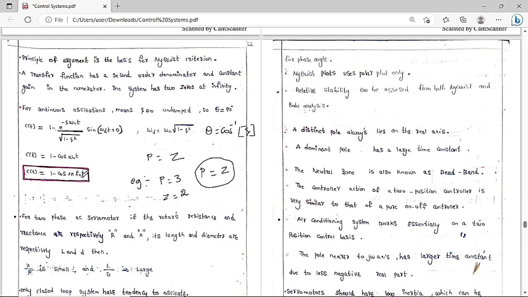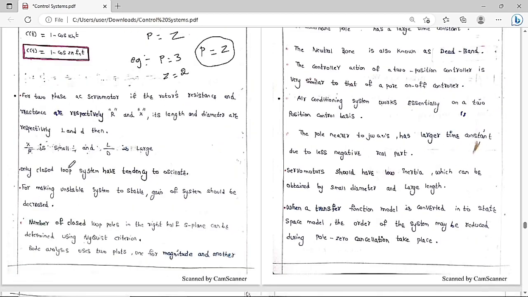So therefore we can say this is the expression of the output for unit step input for the second order system, which is C of t is equal to 1 minus e to the power of minus zeta omega n t by under root over 1 minus zeta square, sine of omega d t plus theta. The theta is equal to cos inverse of zeta, and omega d is equal to omega n into under root over 1 minus zeta square. So if you want to have a continuous oscillation, zeta is equal to 0, so if you substitute zeta is equal to 0, you are going to get this expression. In place of omega n, if you substitute 2 pi fn, we are going to get this equation.